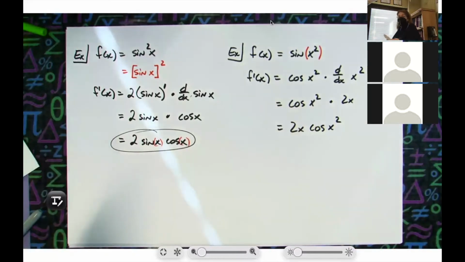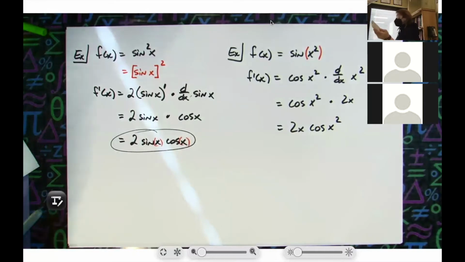Okay, so in the room I froze it. In the video I can't freeze it. All right, so the answer: yep, 2x cosine x squared. Okay, so again, relatively simple one, straightforward.